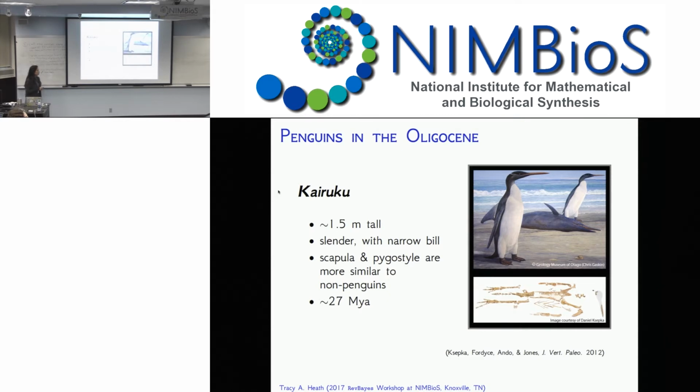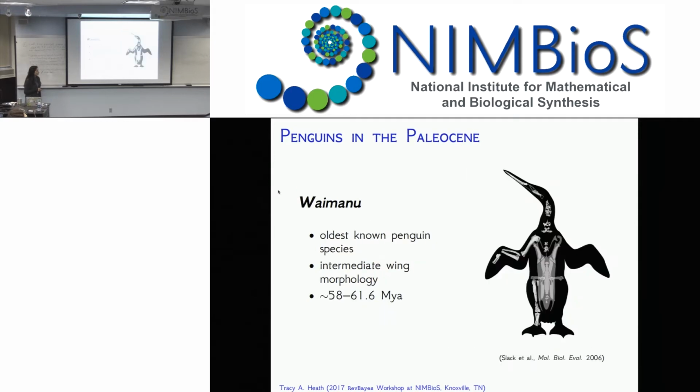So this is one that was from approximately 27 million years ago. And the oldest penguin still has this short, square tarsometatarsus, but has a relatively intermediate wing morphology. And so what Dan says is that this penguin, so this is the oldest fossil penguin, probably was not great at walking on land, but also wasn't that great at swimming underwater.